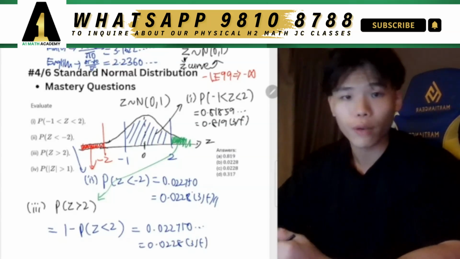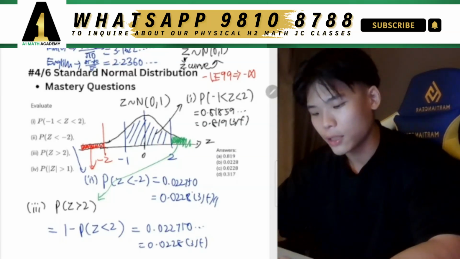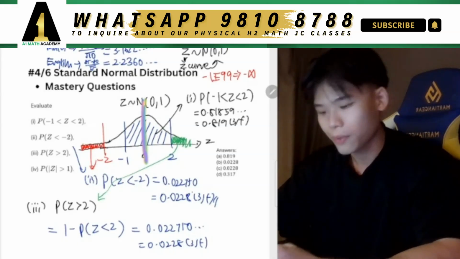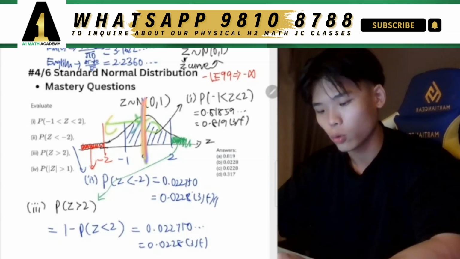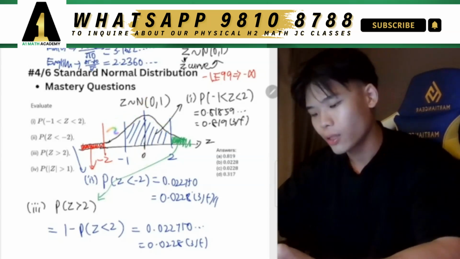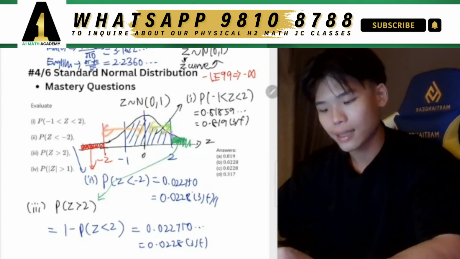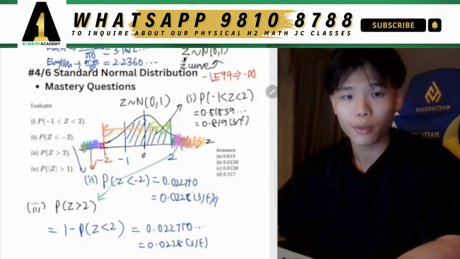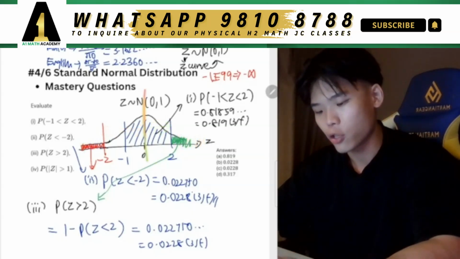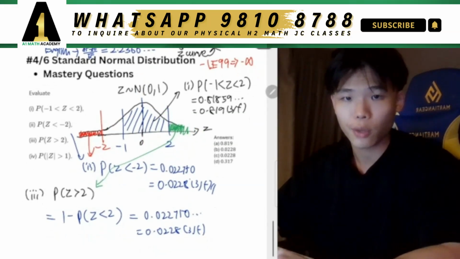And the reason why these two values are the same is because if 0 is the center line, so imagine 0 here is the center line, the distance from 0 to -2 and the distance from 0 to 2 is the same. Since these two distances are the same, that means this whole area here effectively is the same as the whole area over here, because the graph is symmetrical about this line. That's why both answers are the same.